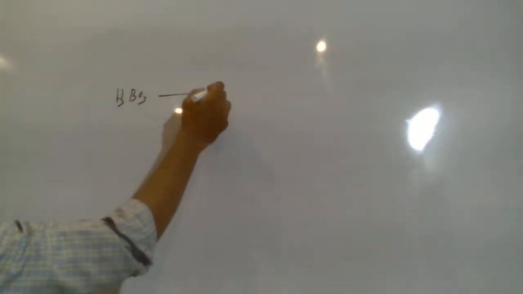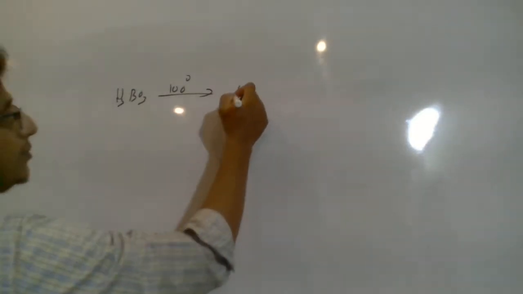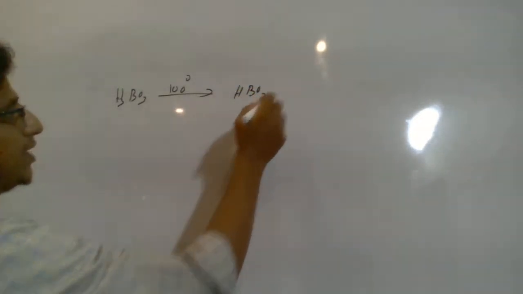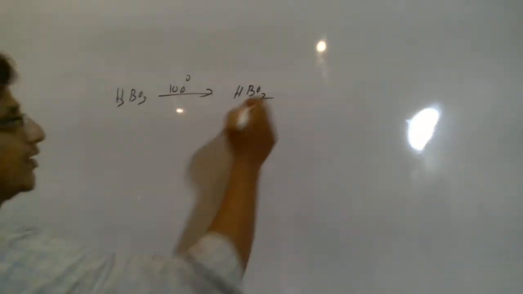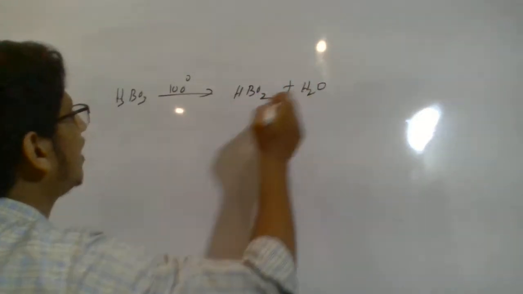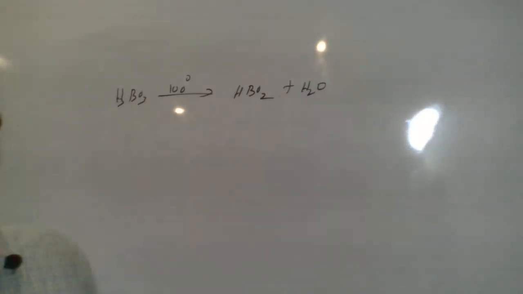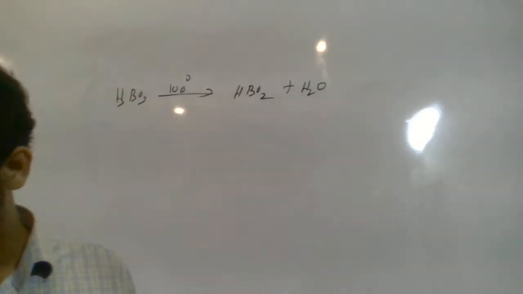When orthoboric acid is heated strongly at 100 degrees Celsius, you can see metaboric acid will be formed. HBO2, metaboric acid will be released and water will be formed. So this is what happened when orthoboric acid is heated at 100 degrees Celsius.